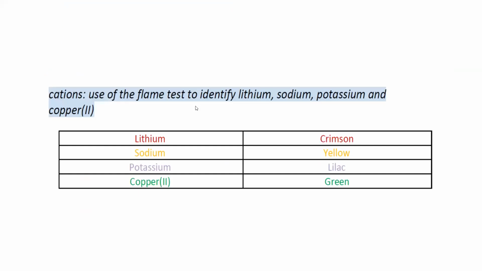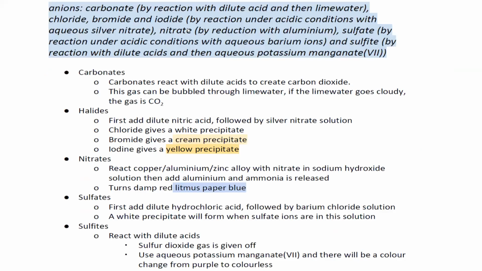So you can see here, when we add nitric acid followed by silver nitrate, if we observe a white PPT, it means chloride is there. If we observe cream precipitate, it means bromide is there.